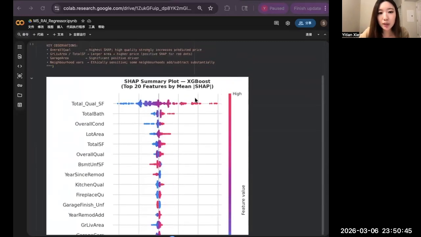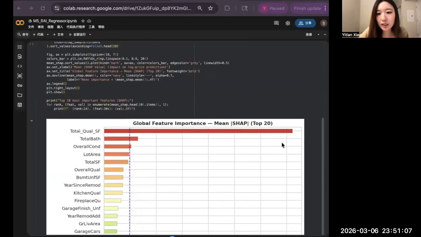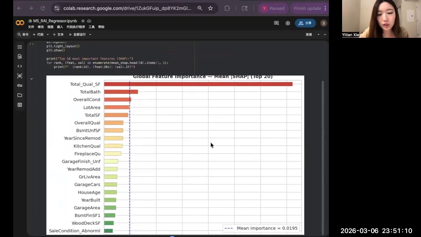So the SHAP summary plot is also the global feature importance. To improve transparency, I use SHAP values to interpret this information, which shows both importance and direction of each feature's impact. You can see here the most influential features include TotalQualSF, TotalBath, YearRemodel, BsmtUnfSF, and kitchen quality. These variables consistently contribute to housing price predictions.